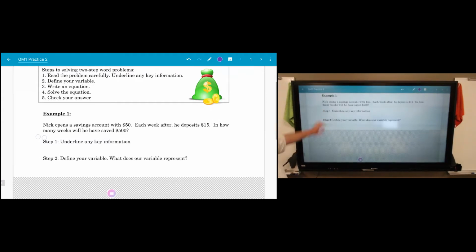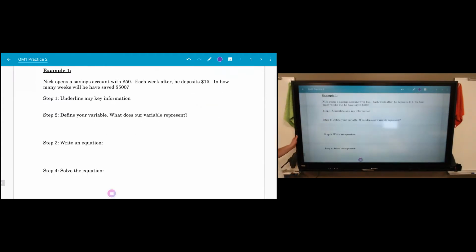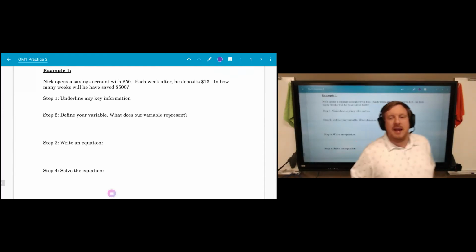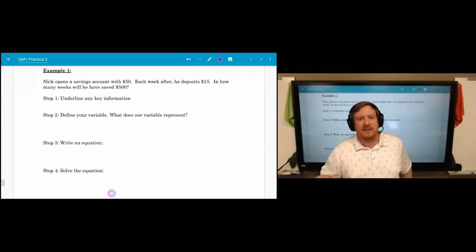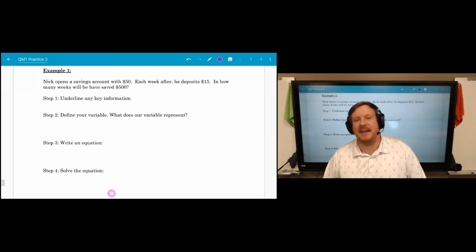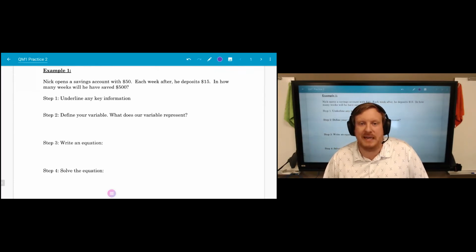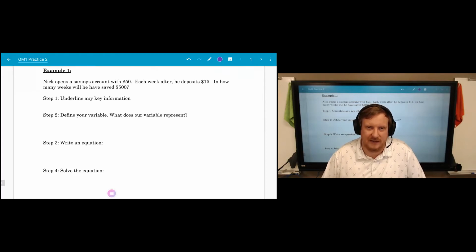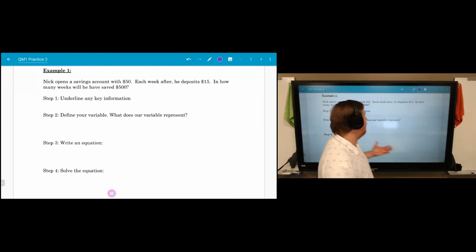Example 1, Nick opens a savings account with $50. Each week after, he deposits $15. In how many weeks will he have saved $500? Now, a common strategy that you like to do is underline every number because it looks like it's important. In this case, it is. But be careful of what you're underlining. In this case, the numbers do matter.